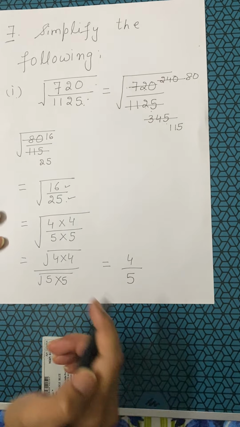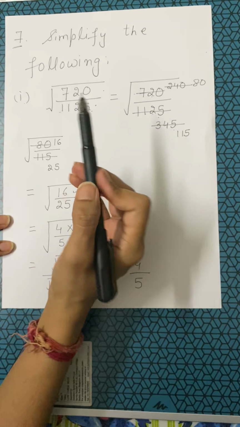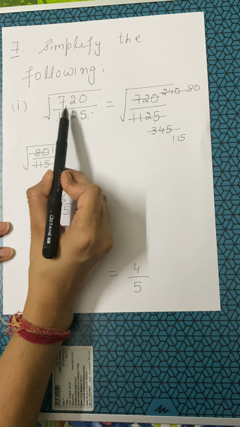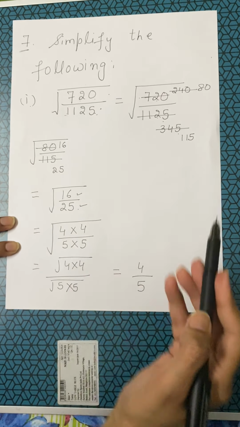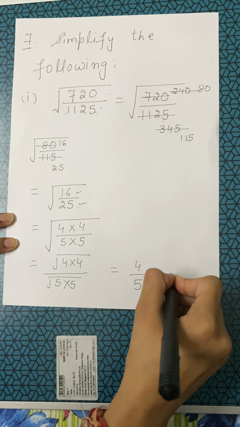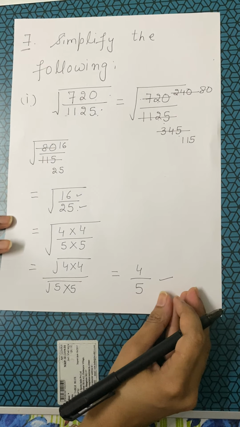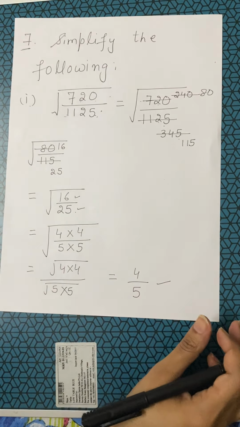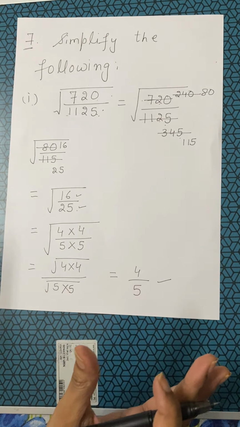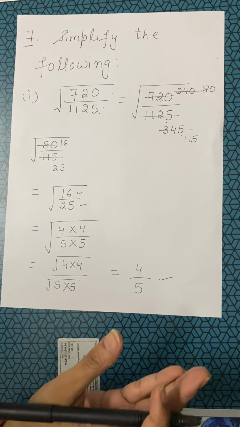So hence, we've actually simplified square root of 720 divided by 1125 into a fraction form. And we found the square roots. So students, in exercise 3.6, all the questions are related to these concepts. Kindly try all the questions and complete your work.